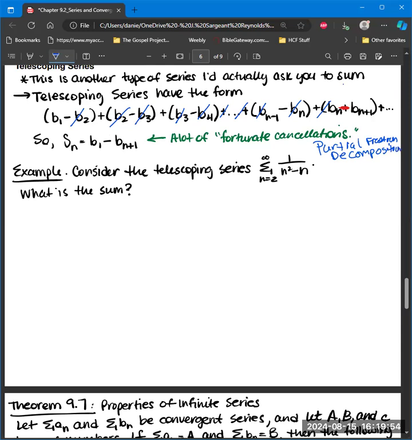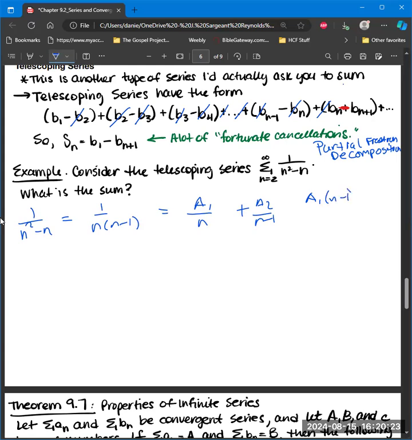So consider the telescoping series, summation from n equals 2 to infinity of 1 over n squared minus n. And what is the sum? So we're going to look at 1 over n squared minus n and try and decompose that. That's 1 over n times n minus 1, which is going to be a1 over n plus a2 over n minus 1.